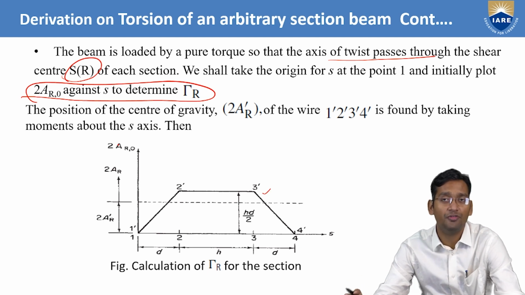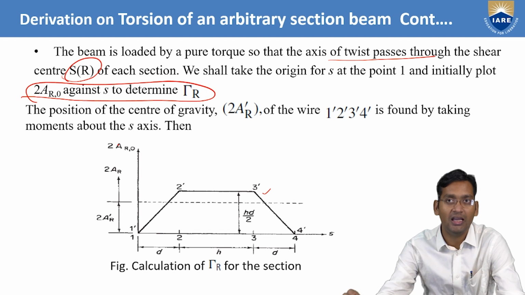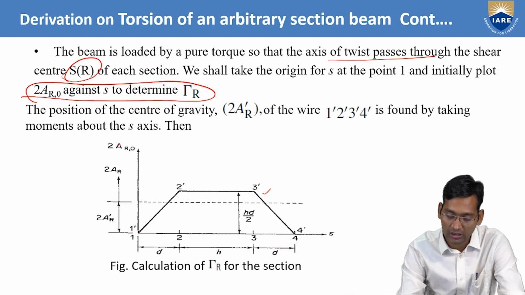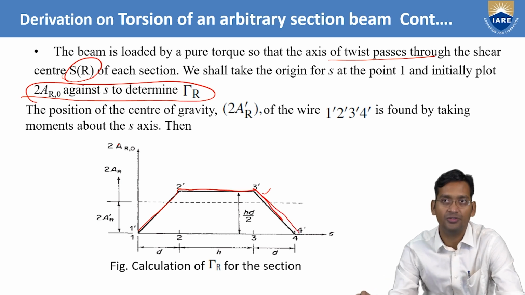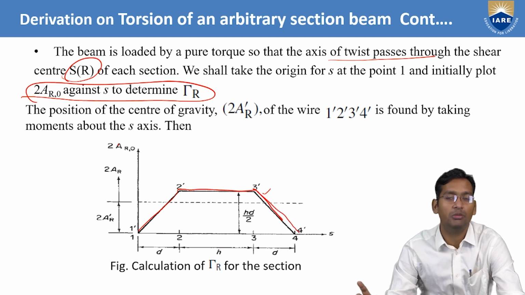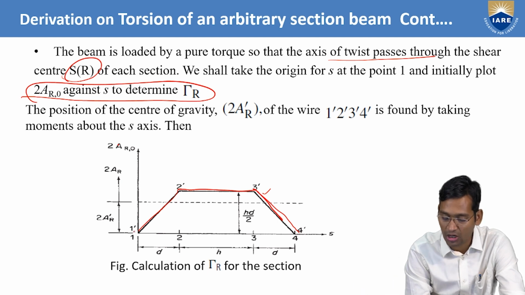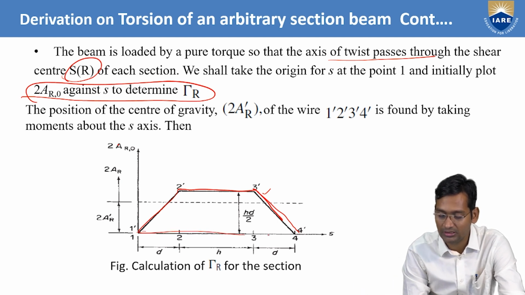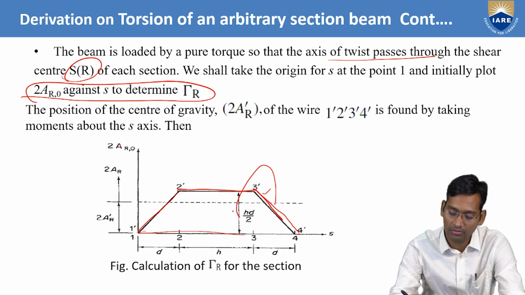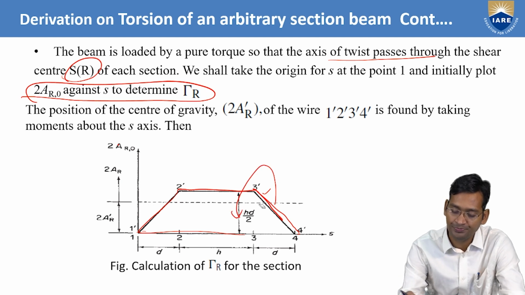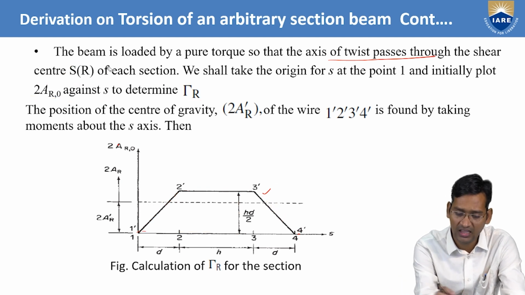The position of the center of gravity, that is 2a r dash of the wire 1 dash 2 dash 3 dash and 4 dash, is found by taking moment about the s axis. So now taking moment about this axis, like this it will rotate. So taking moment about the x axis.